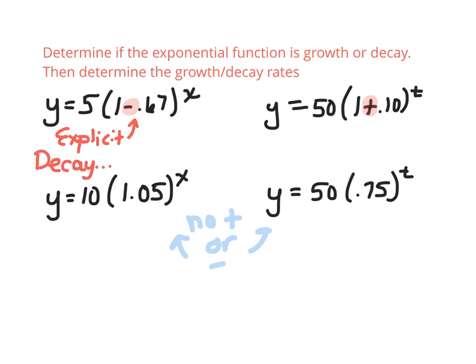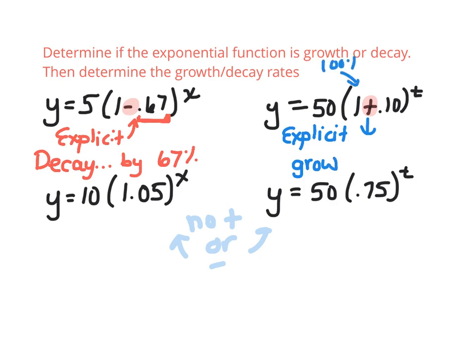And by what percent? Well, if I see the minus sign, this is the percent I'm losing. So I'm decaying by 67%. Same thing over on the one to the right. I consider this what I call an explicit. It tells us the answer without even having to do very much. It's explicitly given to us. It's right in front of our eyes. So because I see the plus sign, I know right away that I'm growing because I'm adding something to my 100% that I started with. So if I'm adding something, I must be growing.